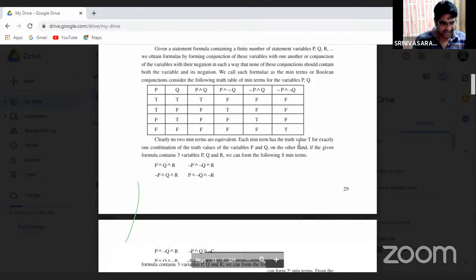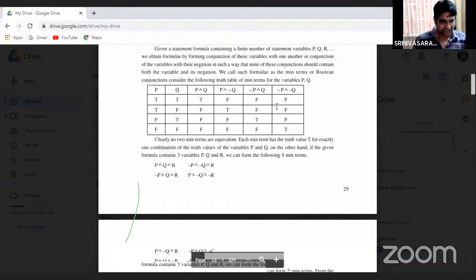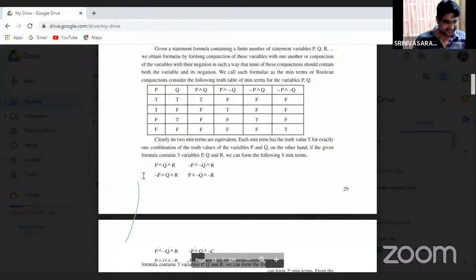Each minterm has a truth value. Every minterm has the true value for exactly one combination of the truth values of the variables p and q. See, in this expression only one true value came. Now observe this expression, also only one true value is there. This expression also has only one true value. That is the minterms concept.